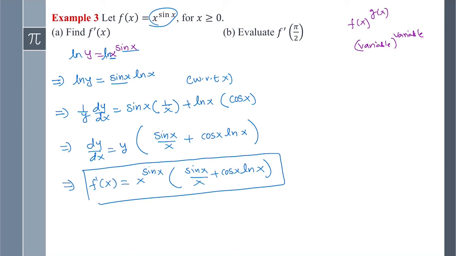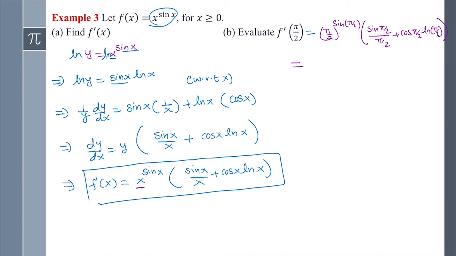Now the second part of the question is evaluate that derivative at pi over 2. So f prime of pi over 2 equals, we'll just replace x with pi over 2. So the first one here we have x to the sine x, so that becomes pi over 2 to the sine pi over 2, okay? Then parenthesis sine pi over 2 divided by pi over 2 plus cosine pi over 2 times natural log of pi over 2.